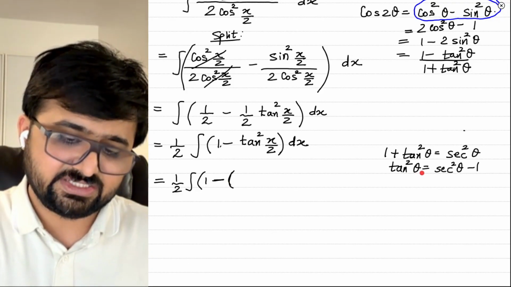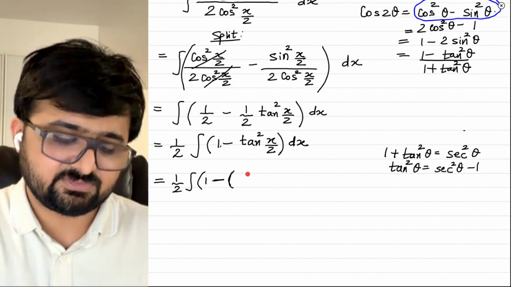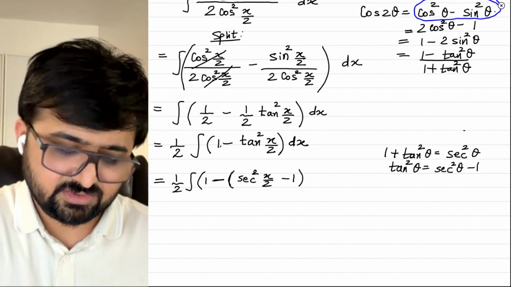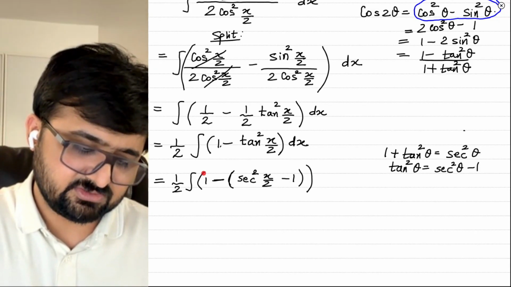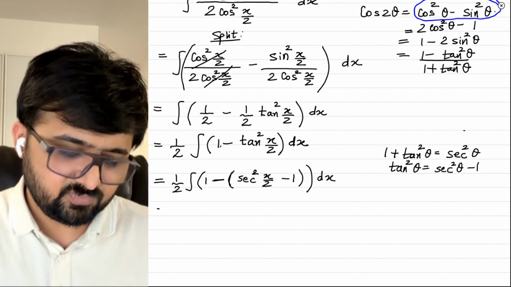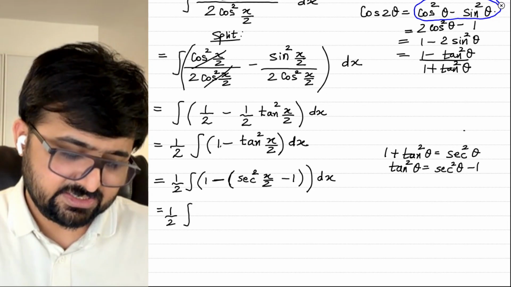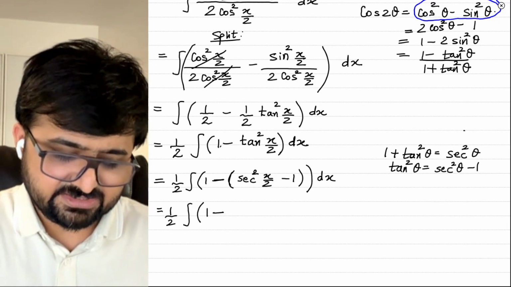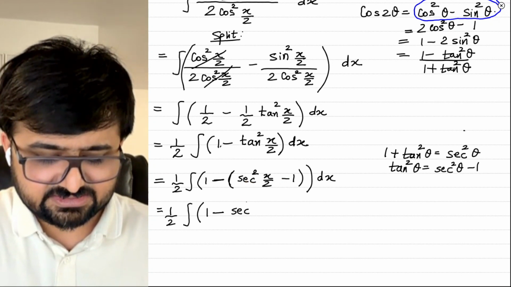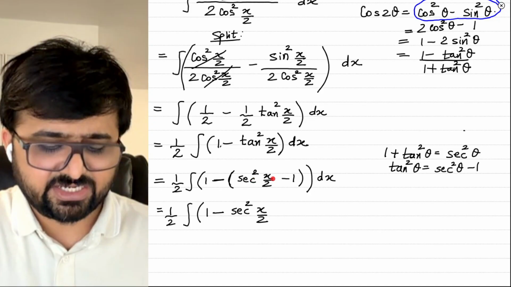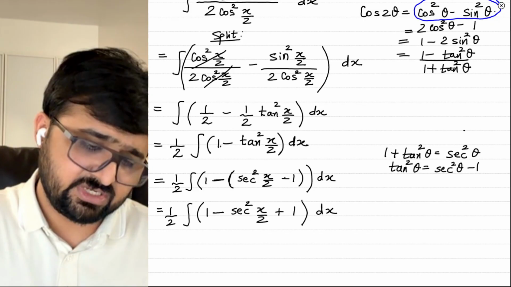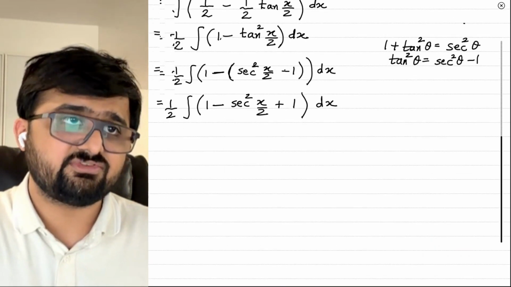So that tan square x by 2 can be written as sec square x by 2 minus 1. Close this bracket, so this bracket closes outside here, and dx. Now half integration of 1 minus, now put that minus inside the bracket. So you get minus sec square x by 2, and that minus and minus will become plus 1 with respect to x. I hope that makes sense so far.